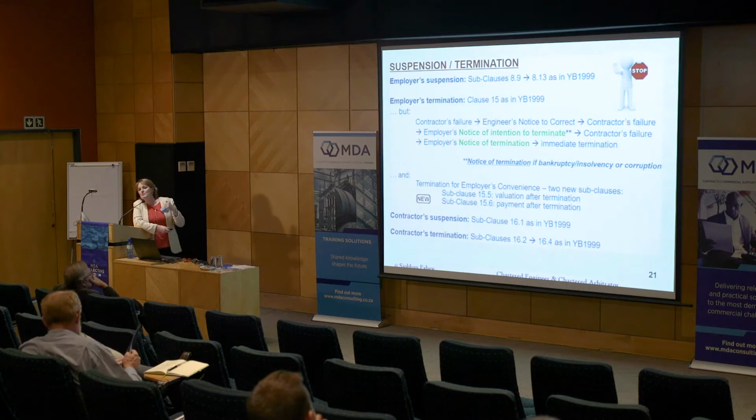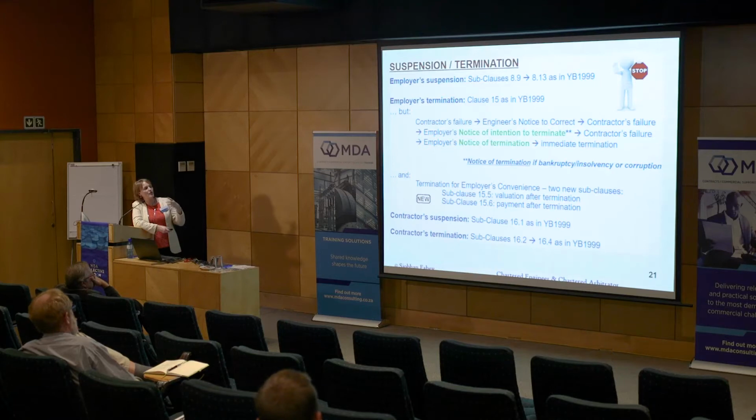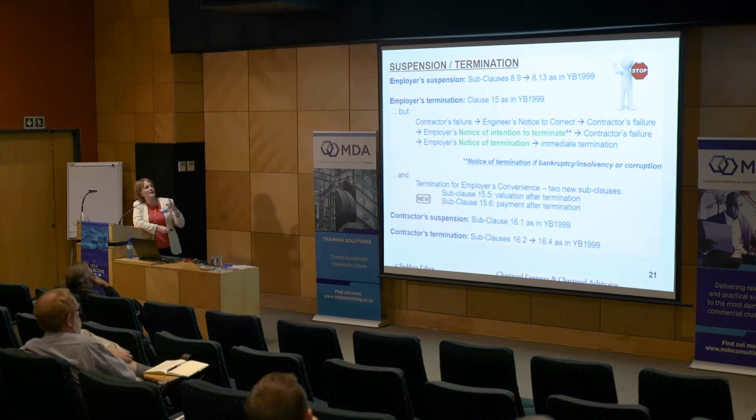Suspension and termination by the contractor. The employer, well, sorry, I'll reverse back. The employer has more or less the same rights to suspend the works as under the 1999 forms of contract, and the same rights to terminate under clause 15 as under the Yellow Book 1999 form. Well, we have a kind of a new concept, but I think it'll be very straightforward to you guys.